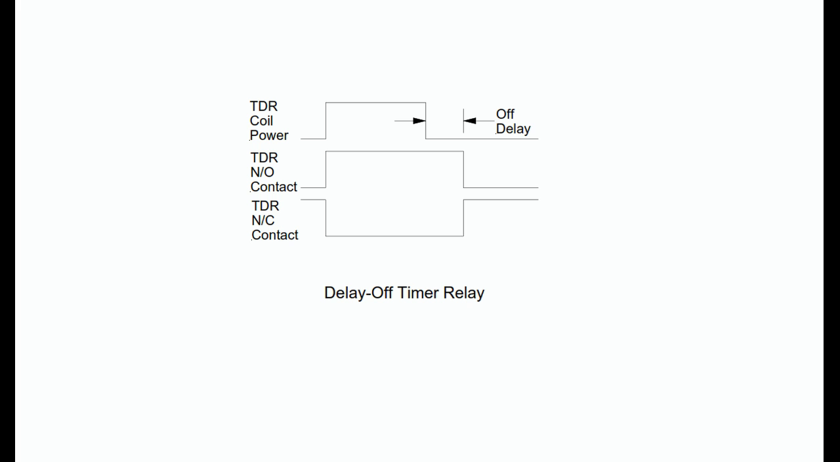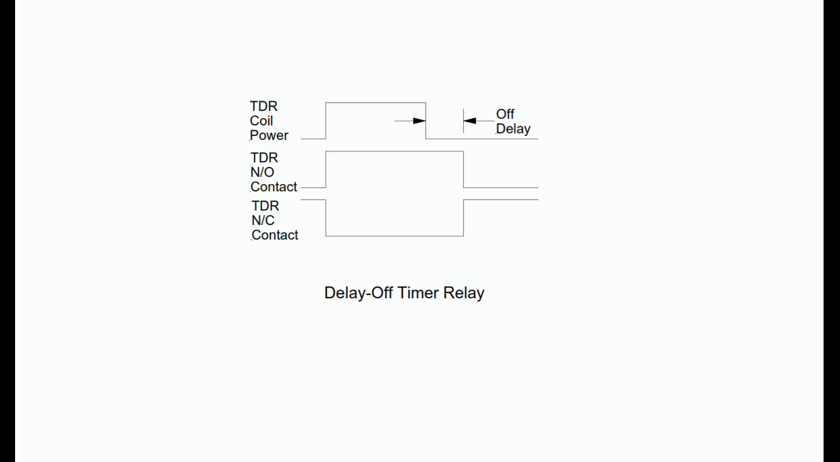Delay off timer, TOF, relay. Figure shows a timing diagram for a delay off timer. In this case, at the instant power is applied to the relay coil, the contacts activate, that is, the NO contacts close, and the NC contacts open. The time delay occurs when the relay is switched off. After power is removed from the relay coil, the contacts stay activated until the relay times out.